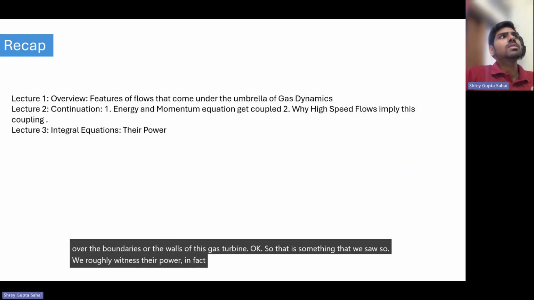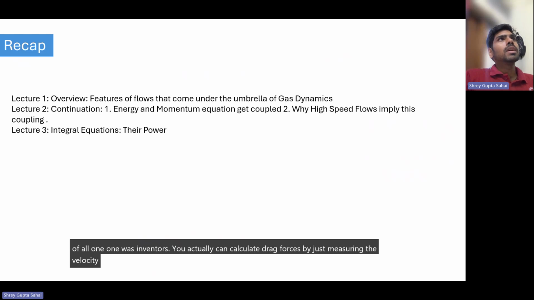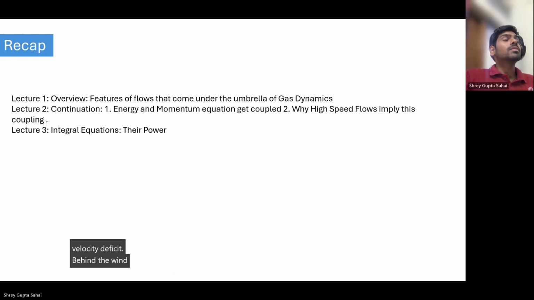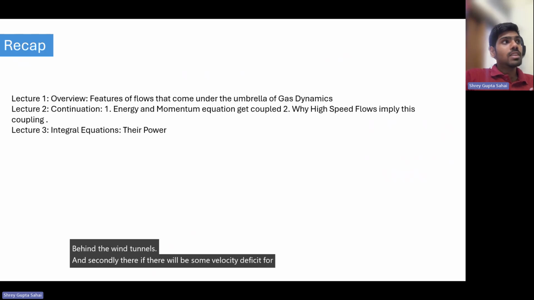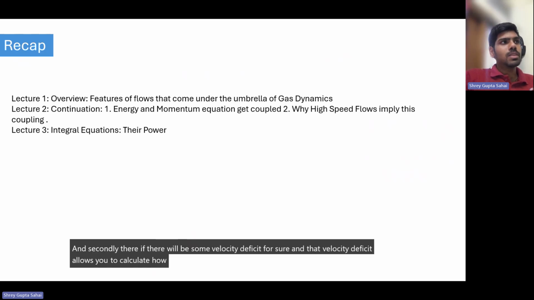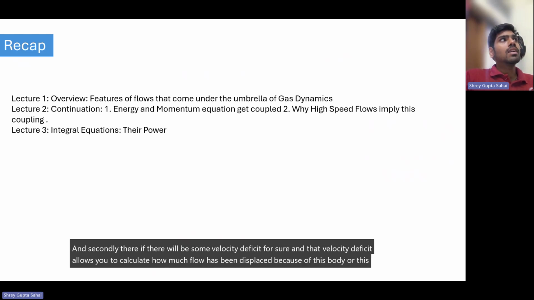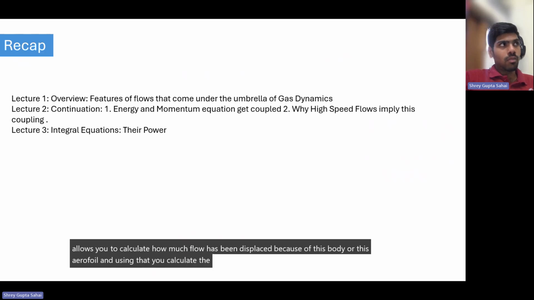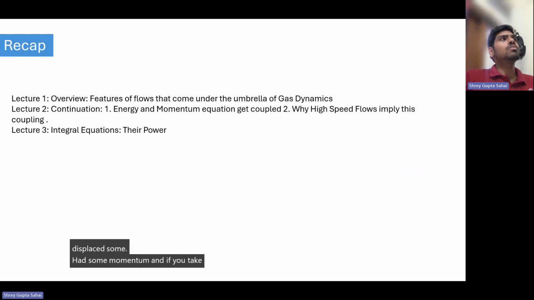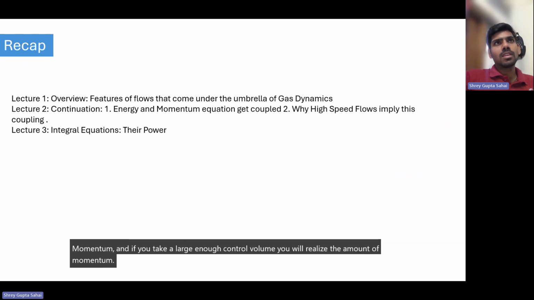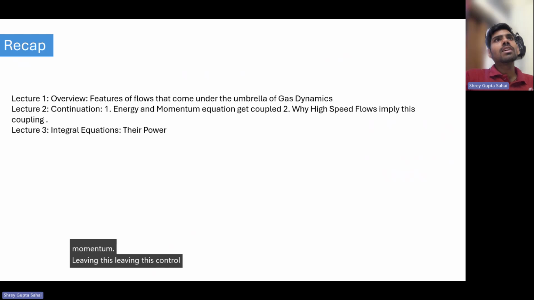Toward the end, I promised discussing two things. One was that in wind tunnels, you can calculate drag forces by just measuring the velocity deficit behind the body. That velocity deficit allows you to calculate how much flow has been displaced because of this aerofoil, and using that you calculate the drag on it, because the amount you have displaced had some momentum. If you take a large enough control volume, the momentum leaving this control volume must be applied as a force on this aerofoil.